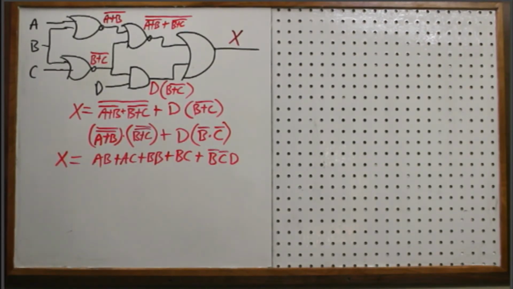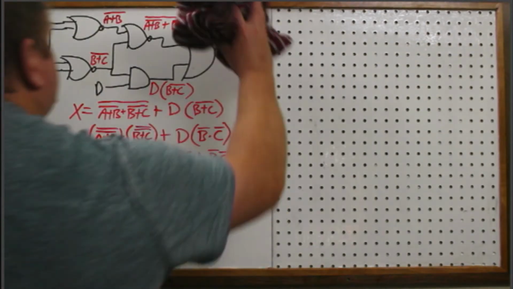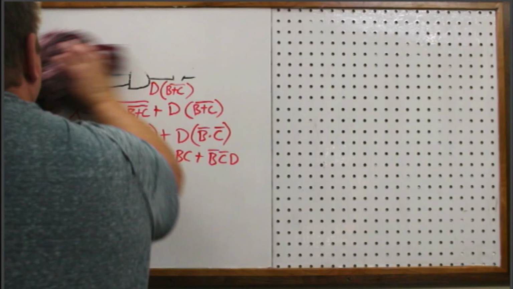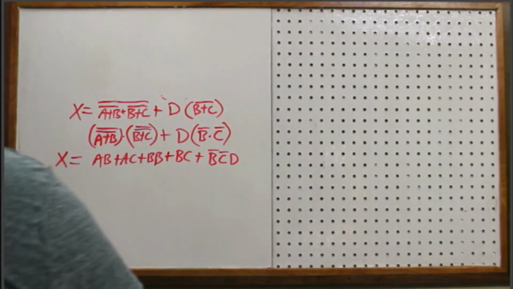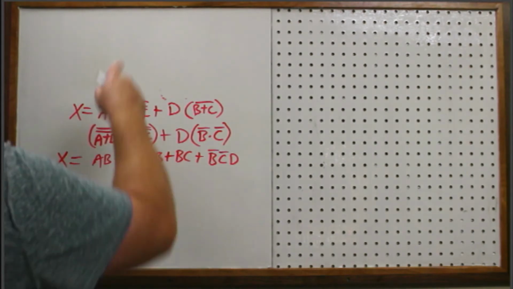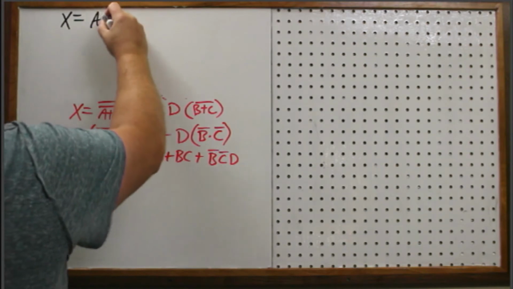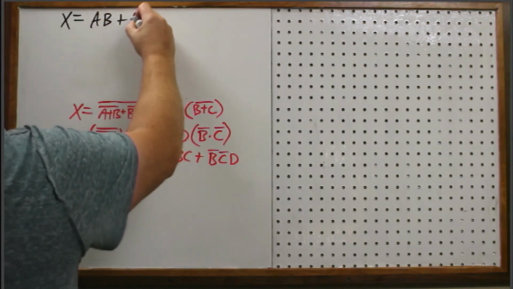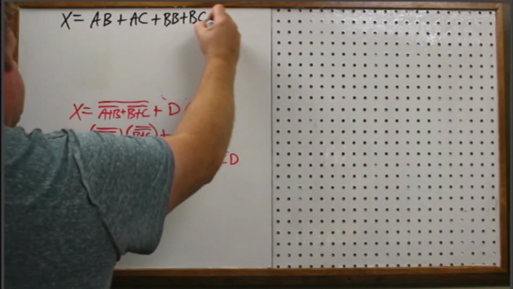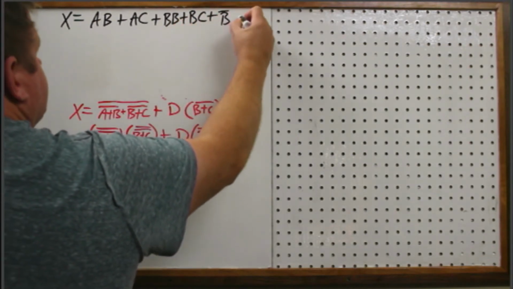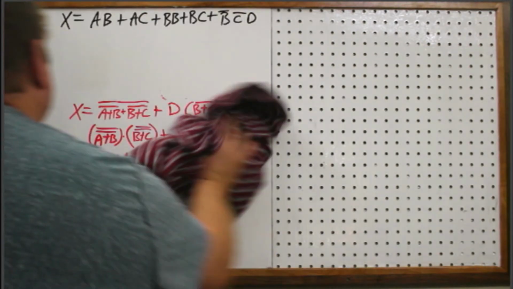All right, so now I'm going to erase the circuit up here, and I'm going to redraw what we just came up with. So X equals AB plus AC plus BB plus BC plus B naught, C naught, D. Okay, now we can erase the rest of it so I can have some room.